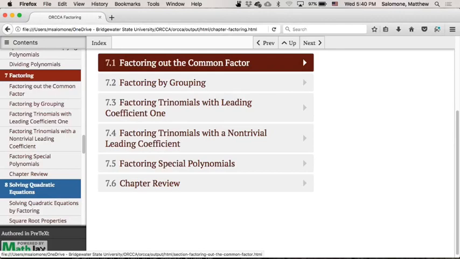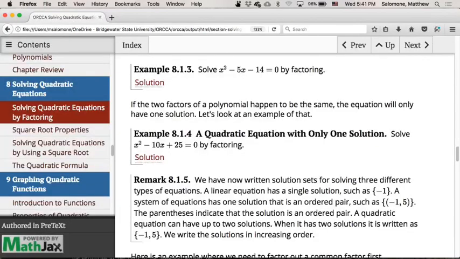But actually, yeah, let's just start there, and then maybe we'll get a little bit of a taste of this topic in chapter 8, solving quadratic equations by factoring. I kind of like to use that as a way to motivate why we would even care about factoring. So why would we even care about factoring?